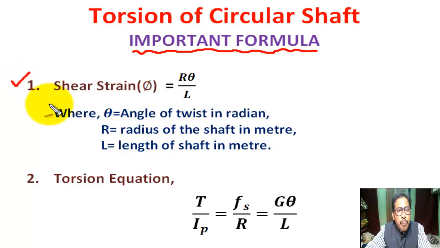Number 1, for torsion, shear strain phi equals r theta by L, where theta equals angle of twist in radian, r equals radius of the shaft in meter, L equals length of shaft in meter.